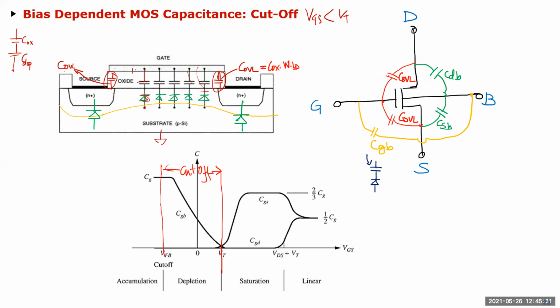And when the channel is turned on, the gate to bulk capacitance becomes 0, because now you have a plate underneath it, and you have a connection between here and here. There is no connection from bulk to gate. I mean, there is no charge flow from gate to bulk anymore. It's all between gate and source and gate and drain. Okay, so when you reach VT, the gate to bulk just kind of goes down to 0.